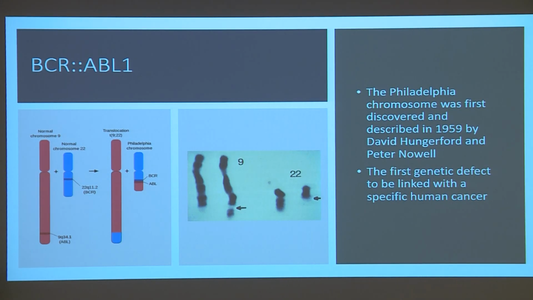Just briefly, the tests we're talking about will be RT-PCR-based tests for BCR-ABL, and BCR-ABL is the gene fusion that happens when a Philadelphia chromosome is formed. The Philadelphia chromosome was so named because it was discovered over 60 years ago in Philadelphia by this PhD student, David Hungerford, when he and his supervisor were screening leukemia cells for identifiable karyotypic abnormalities. And this one kept popping up in CML. This was the first time a genetic defect was linked with a specific human cancer.